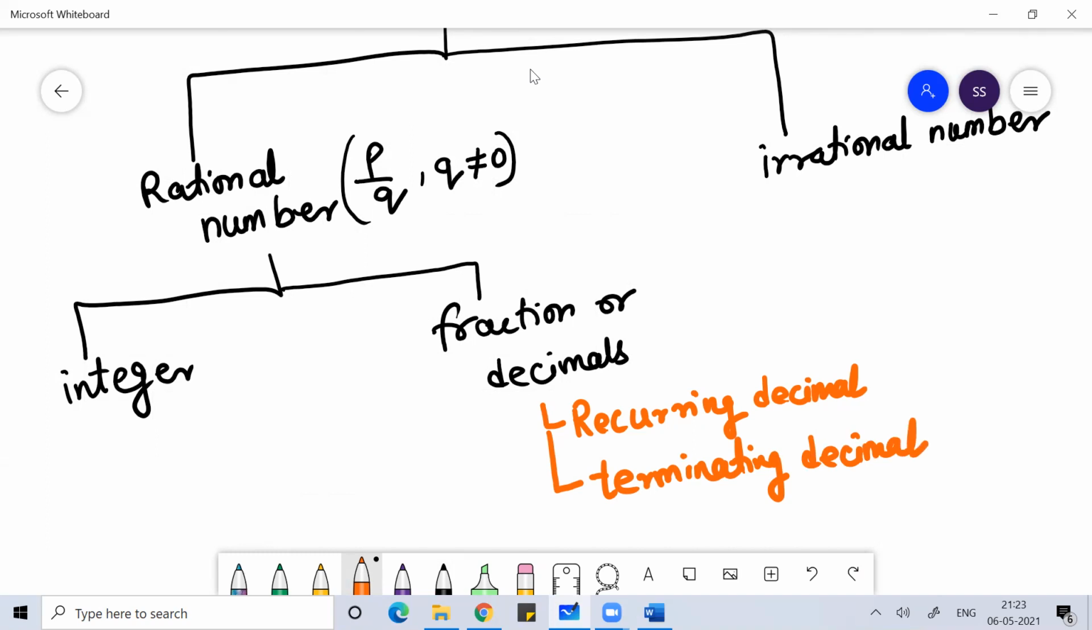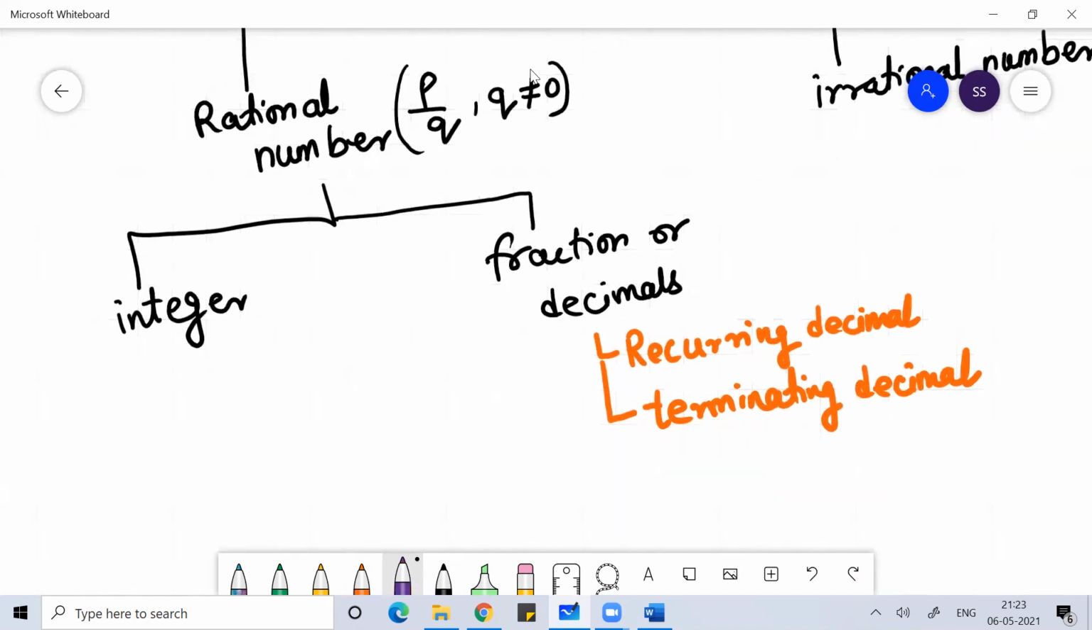So all the recurring and terminating decimals are basically rational numbers. In case of rational numbers, which are represented in the form of P by Q, if your denominator Q is 1, then we call them an integer. While if your Q is not equal to 1, then we can represent them in the form of a fraction or decimal, where Q is significant. Okay, so fractions or ratios all mean the same thing.